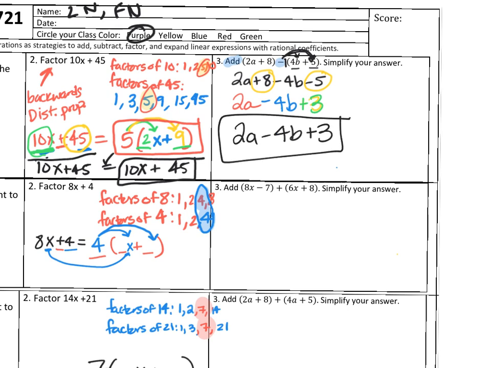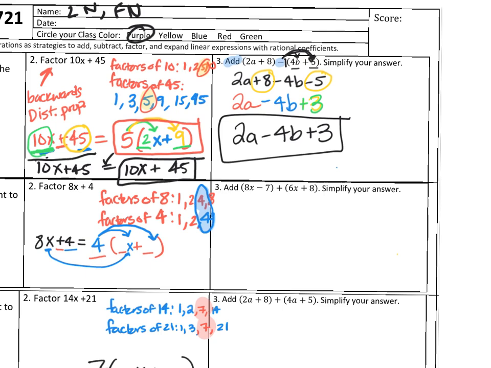If you have more than one variable or letter, always put them in alphabetical order. So that's why I wrote a first, and that's why I wrote b second. For instance, if you had x, y, z, you would write the x first, the y next, and then the z next. Alphabetical order, and then the last thing you write is the constants or the numbers.